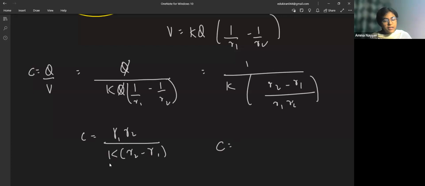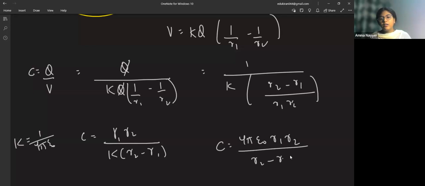Or you can write the entire value of K. What is the formula for K? How do we write K? 9 into 10 to the power 9, yes. What else? 1 by 4 pi epsilon naught. Very nice. So if K is in the denominator, 4 pi epsilon naught will go up: 4 pi epsilon naught R1 R2 divided by (R2 minus R1).